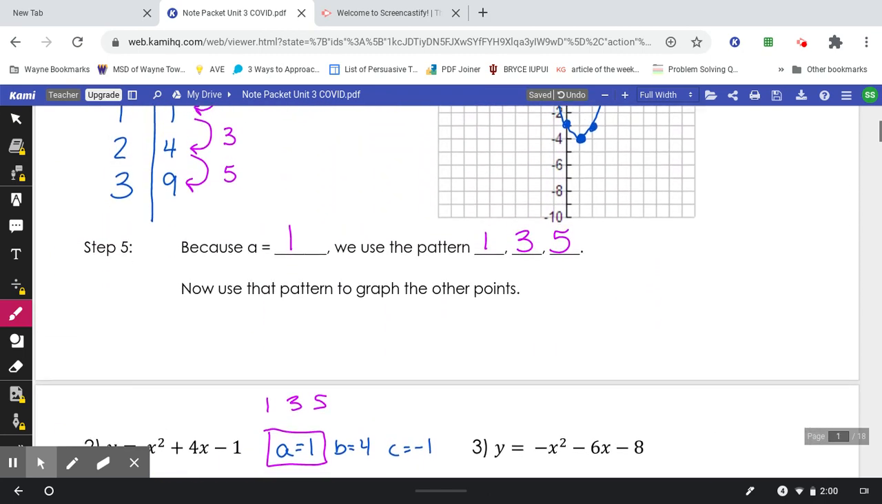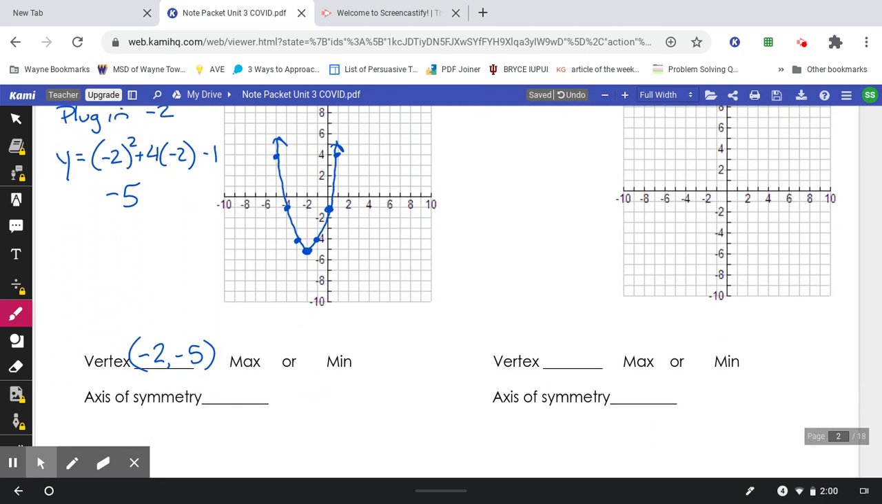Now, we didn't talk about maximum or minimum on the other side, but what we're trying to do is identify whether this point, the vertex right here, is the maximum, the highest point on that parabola, or the minimum, the lowest point. Obviously, it's the lowest point because it's the furthest down point, so it's going to be a minimum.